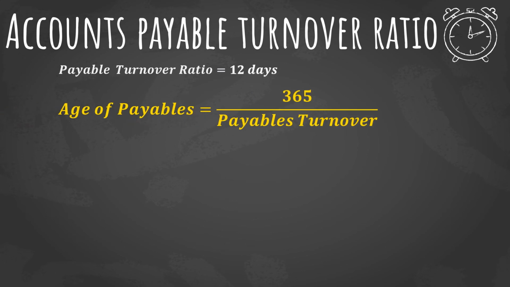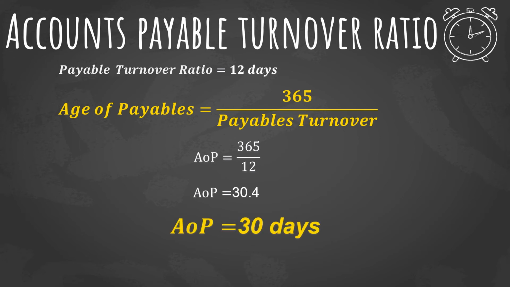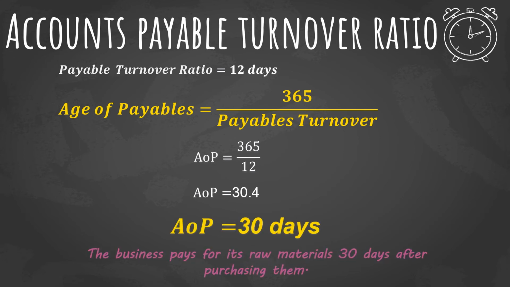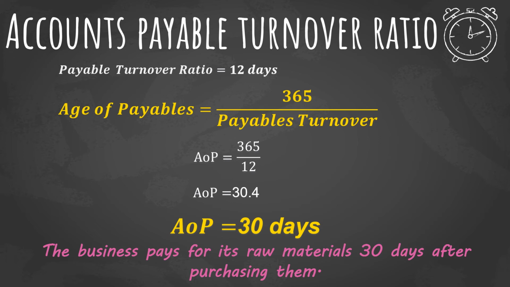Now, the formula for the age of payables is 365 divided by payables turnover. In our case, payables turnover is 12, so we'll be able to get the answer 30 days. The business pays for its raw materials 30 days after purchasing them.